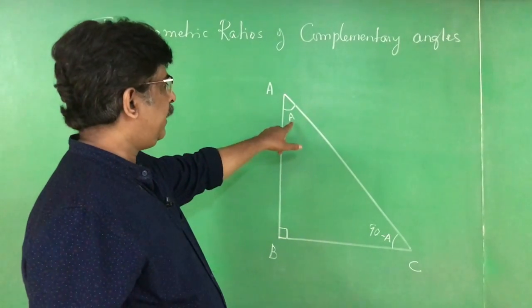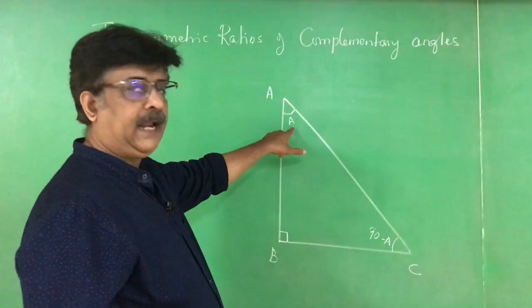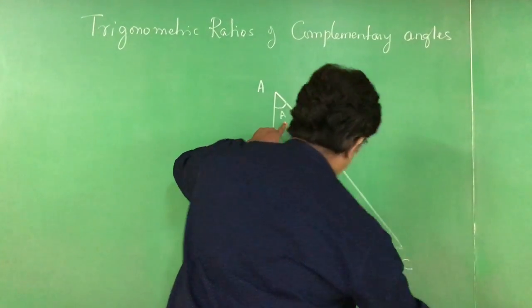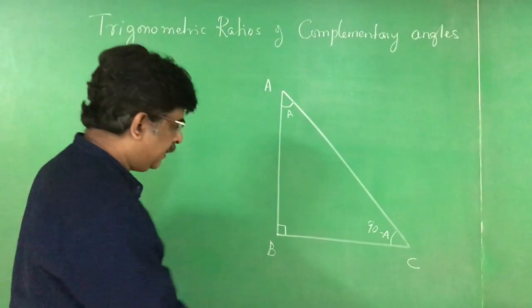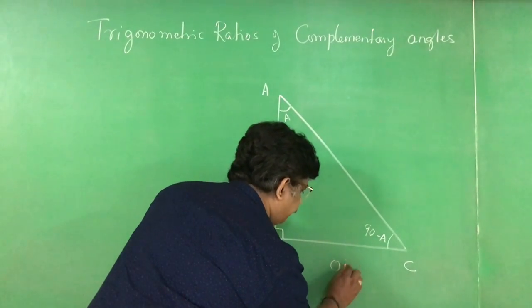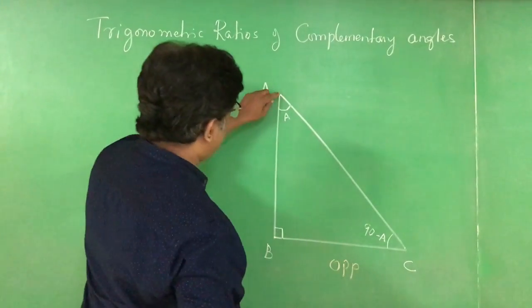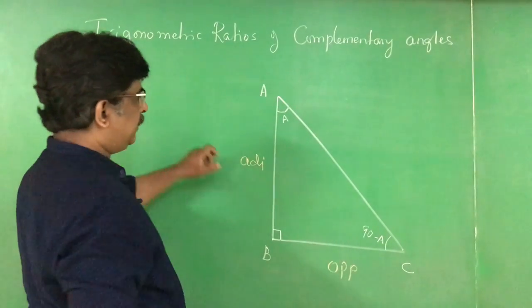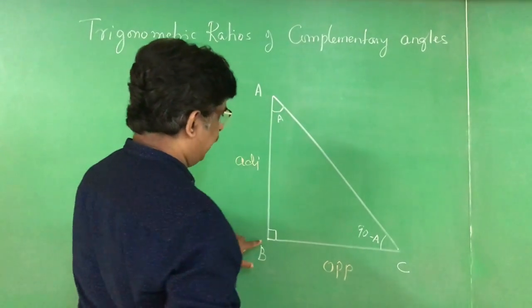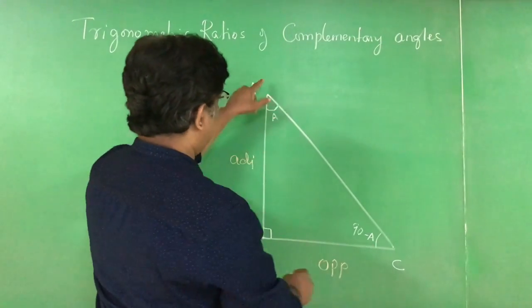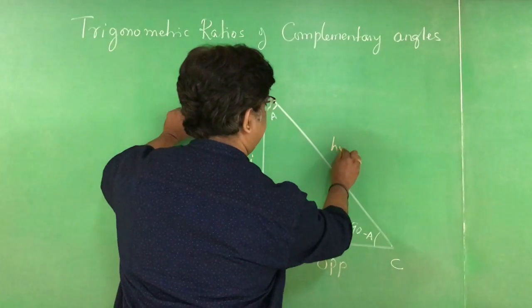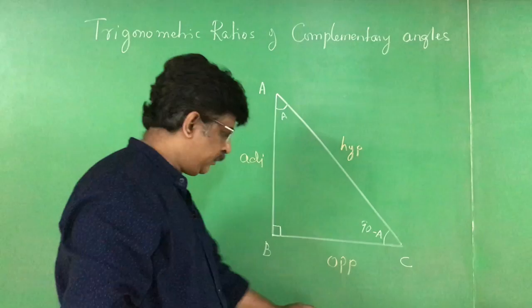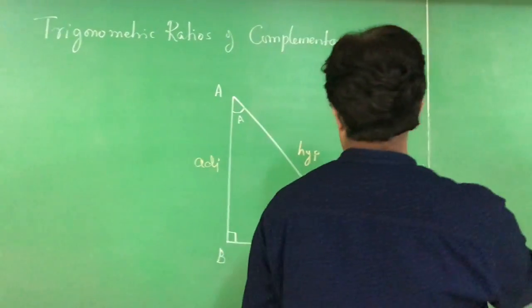First I define the trigonometrical ratios of angle A. With respect to angle A, which is the opposite side? BC is the opposite side. With respect to A, AB is the adjacent side. With respect to 90 degrees, in this triangle ABC, AC is the hypotenuse. Now we all know how to define trigonometrical ratios. Very simple. I write now here.